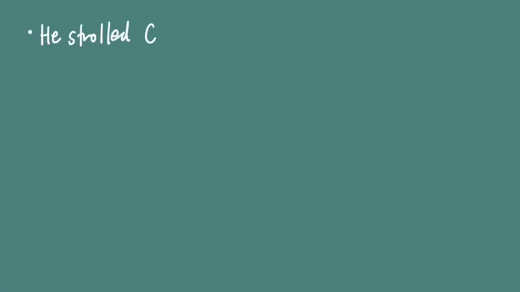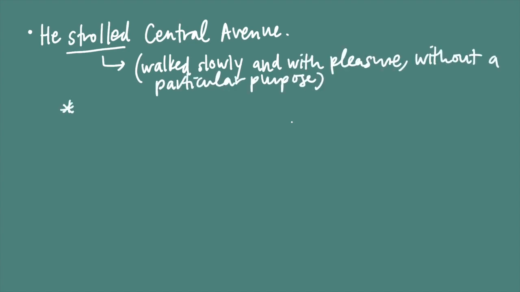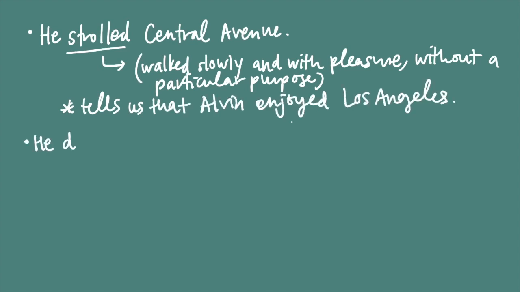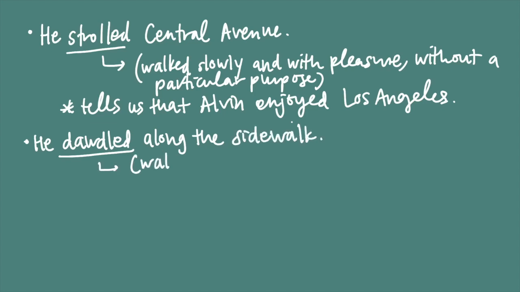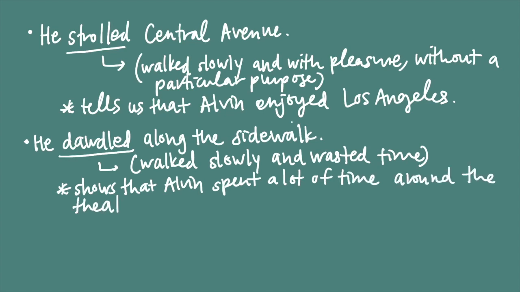All right, so from the examples from the classwork, I just want to break it down for you some more. He strolled Central Avenue, that word strolled means walked slowly and with pleasure without a particular purpose. So that tells us that Alvin enjoyed Los Angeles if he's strolling down Central Avenue. The second sentence says he dawdled along the sidewalk. Dawdled means walk slowly and wasted time. So that shows us that Alvin spent a lot of time around the theaters in Los Angeles.